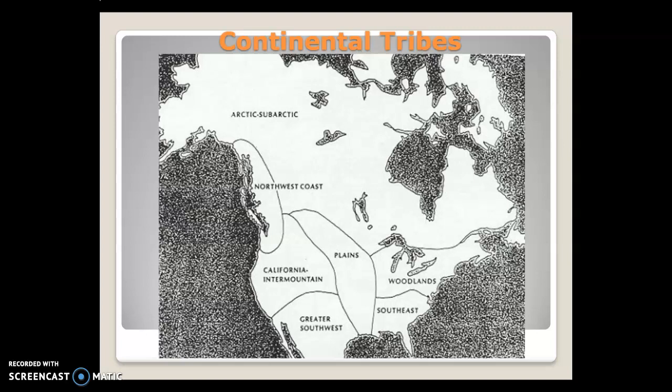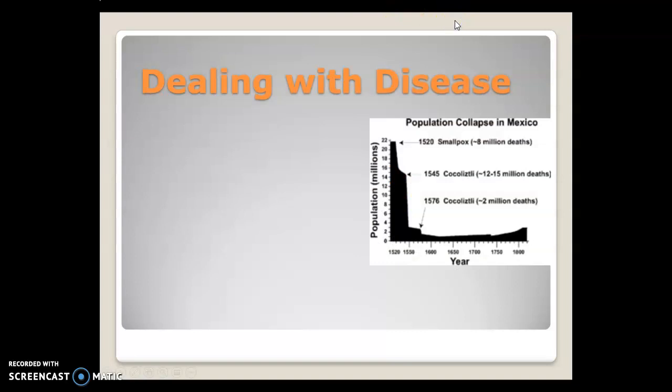Now, we've seen the woodlands, especially with the French and the British, the southeast, a little bit of the British, but mostly the Spanish. And we're seeing all of these groups being pushed further and further east, and from the east to the west into the plains. Now, the thing that's going to kill Native Americans more than anyone else is disease.